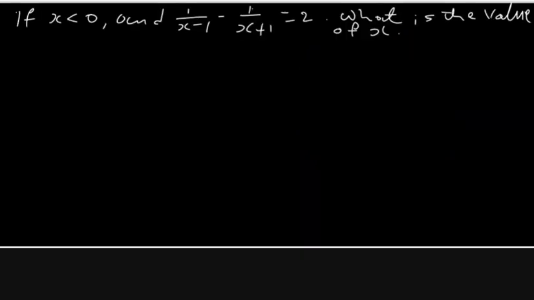All right. Now, look at this question. If x is less than 0 and 1 over x minus 1 minus 1 over x plus 1 is equal to 2, what is the value of x? Look at this, the information given to us in this question: if x is less than 0.